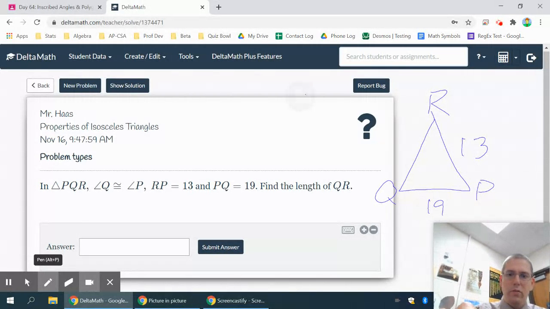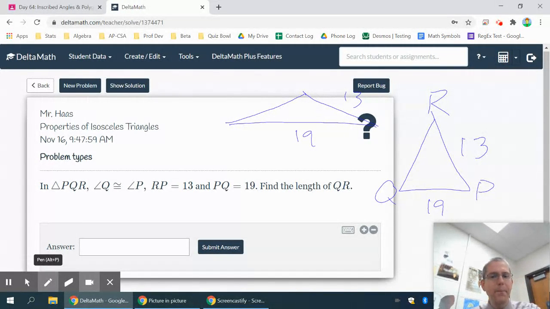If you want to, you could redraw that so that this does look bigger than this, but that's not absolutely necessary. And then you could find the length of QR. So it wants to know the length of this side. Well, in the last example, we said if the sides were equal, the angles are equal. It's also true if the angles are equal, the sides are equal. So since Q goes with the 13, P would go with this side, which would also be 13. So equal angles are opposite equal sides, and equal sides are opposite equal angles.